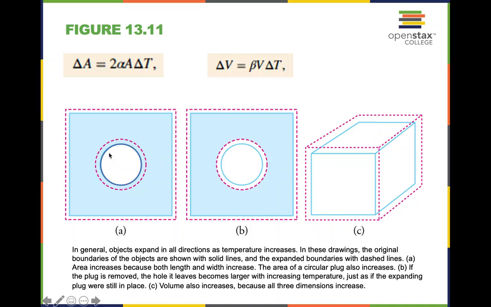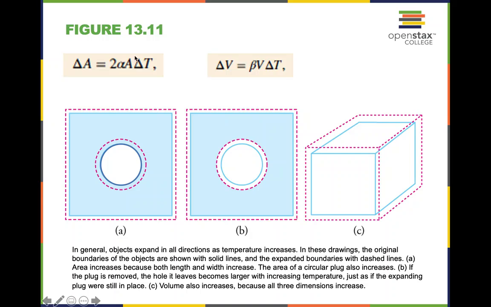So even though we are removing this part here, the hole it would be left with would still expand. So for C, volume also increases because there are 3 dimensions increasing. Remember, when something expands in this case, it'll expand in every single direction. So it doesn't matter if it's 2D or 3D, it'll expand anyway.